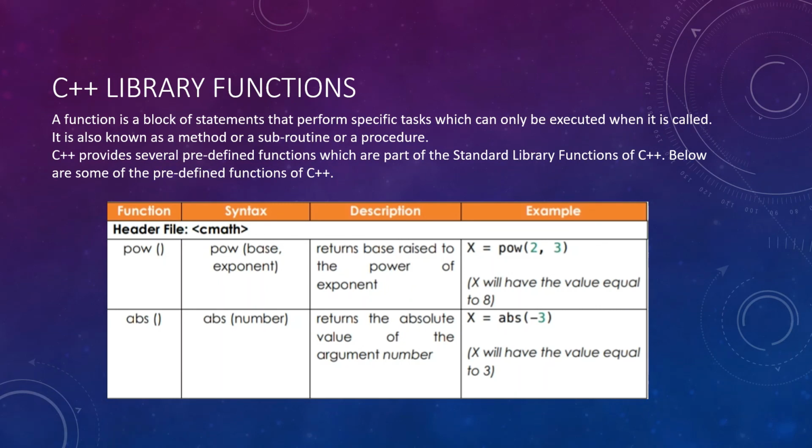C++ library functions. A function is a block of statements that performs specific tasks which can only be executed when it is called. It is also known as a method, subroutine, or procedure. C++ provides several predefined functions which are part of the standard library functions of C++. Below are some of the predefined functions of C++.